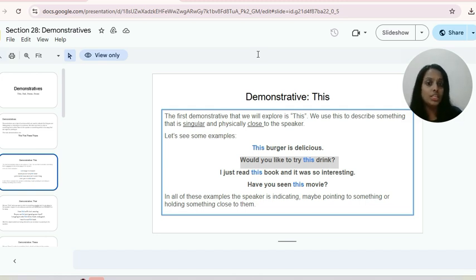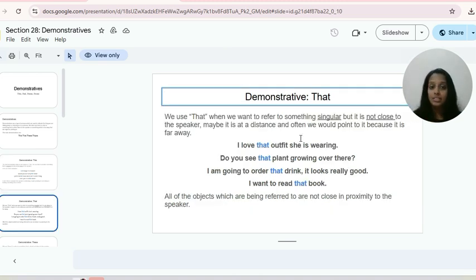Like if you just read an amazing book and you're holding it up, you would say, I just read this book and it was so interesting, right? And if you're watching a movie right now, you would say, have you seen this movie? So, in all these examples, the speaker is indicating, maybe pointing to something or holding something close to them. Got it?